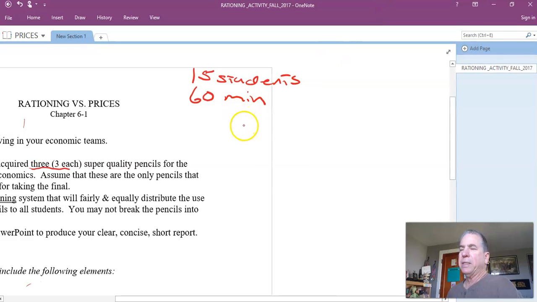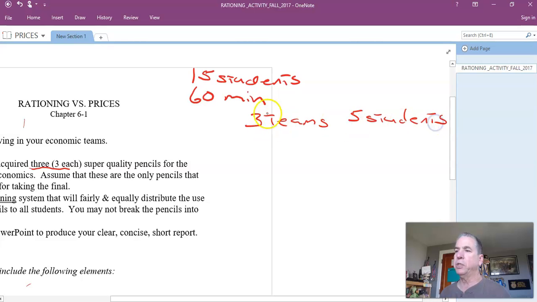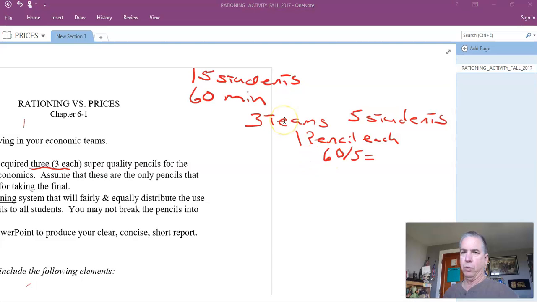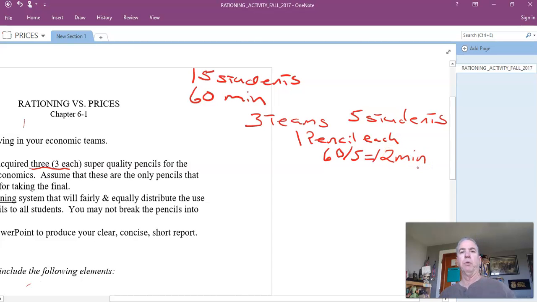So a couple of ways that you could approach this: you could put the class into 3 teams of 5 students each. You could let each team have one pencil to share. Then within each team, you have 60 minutes, and you could allow the 5 students to each have the pencil for 12 minutes each. Well, that would work.